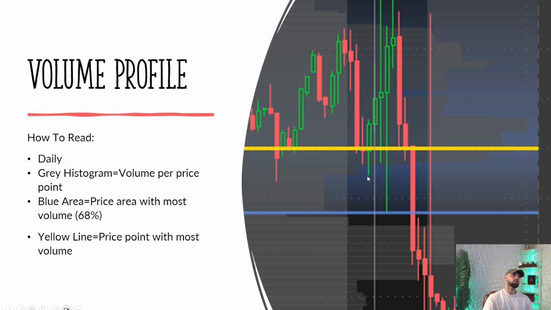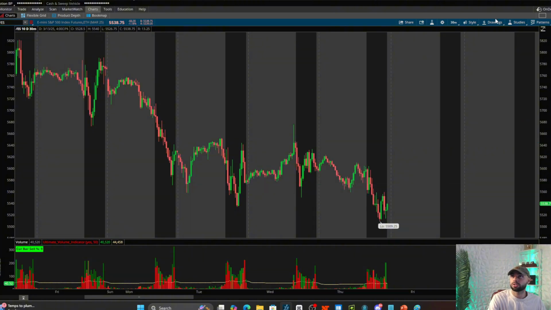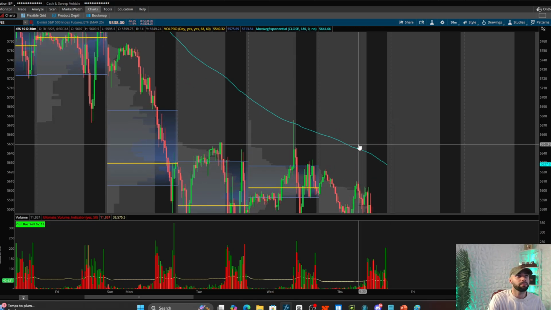Now, the next thing we're going to show you is the volume profile. Now, this can be used on any platform you want. I'll link down the ones I use below. I actually have this indicator custom coded and embedded on Thinkorswim the way I like it. So let's go ahead and clear all this, and we'll talk to you about the volume profile.